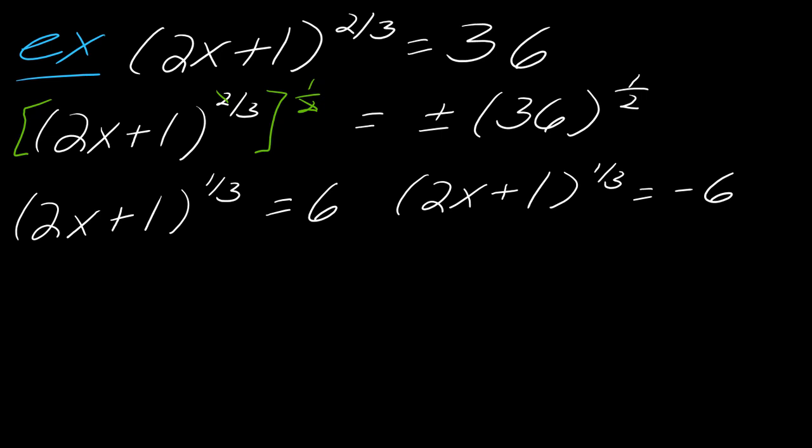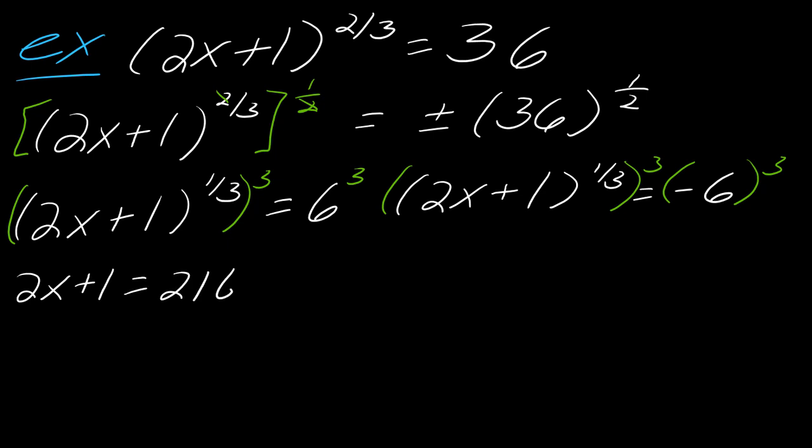And now I can go ahead and cube both sides. But you can see now that this also splits into these two different answers. So now I either have 2x plus 1 equals 216, or 2x plus 1 equals negative 216. And now I can just solve as usual.